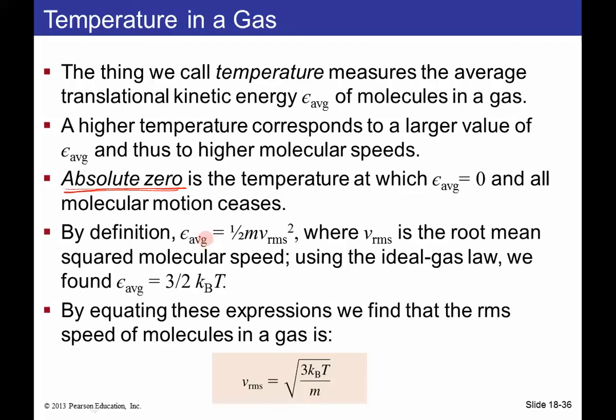By definition, this E average is just 1/2 m times the average velocity of the particles, v RMS squared, and we find this nice expression, which encloses so much physics. By equating these two expressions, given the temperature, you can know how fast the particles are moving. If you want to know how fast the particles in the room that you're in are moving, just get the temperature and do this calculation. You should do this right now as an exercise.